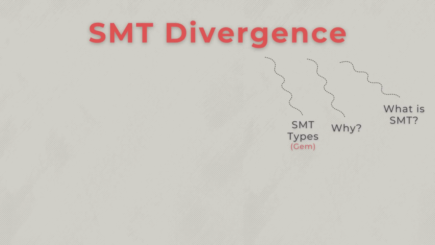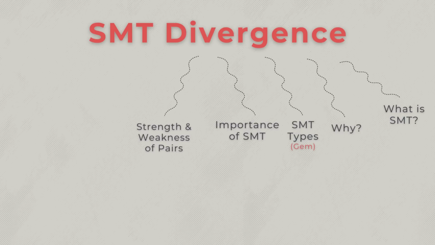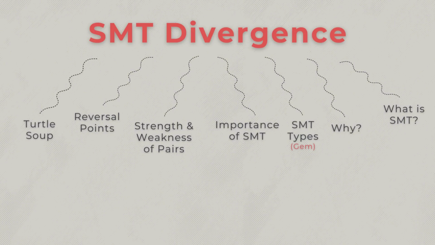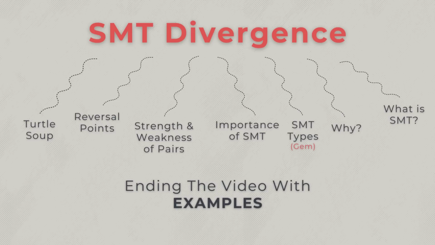SMT divergence. What is SMT? Why it happens? Types of SMT. And this is a secret no one talks about. The importance of SMT, the strength and weakness of pairs, how to find the reversal points using SMT, how to master turtle soup using SMT, examples to ensure you master SMT. This is what I'll cover in this video. This is a full course and the only video you'll ever need about SMT divergence.